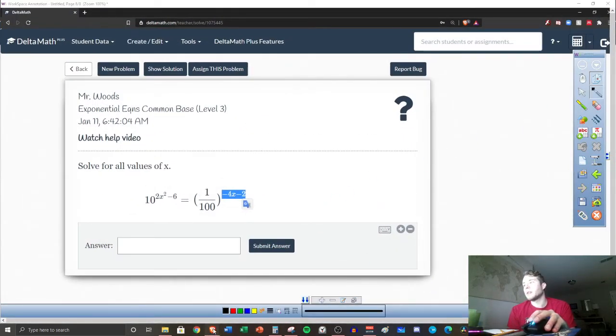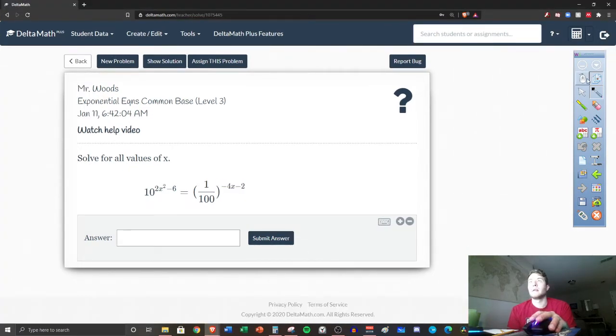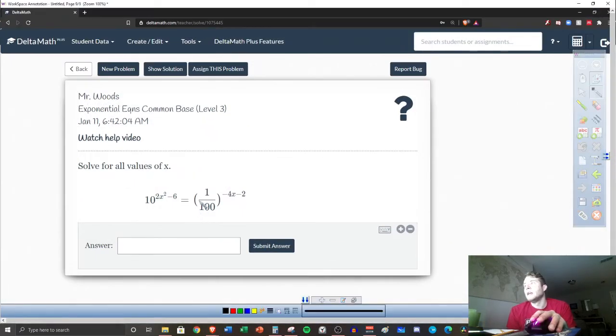Hold on, I need to recopy that. Okay. So how can I get 10 and 1 over 100? That's what we want. Really, anytime you have a fraction, you want to change it from a fraction to the base that's here. So how can I make 1 over 100 equal to 10? Well, 10 to what power equals 1 over 100? 10 to the 2 is actually 100.